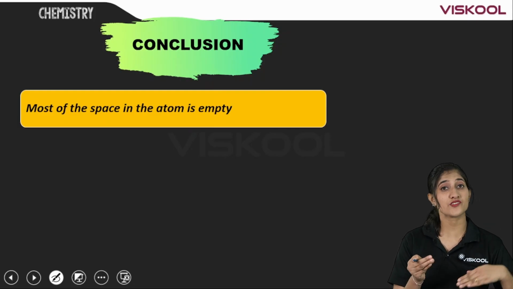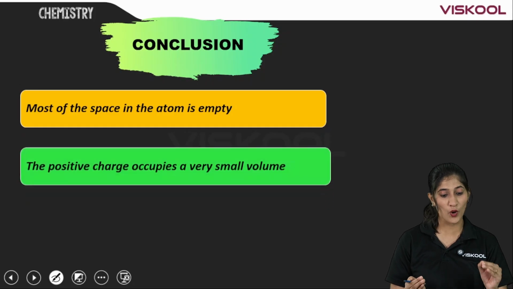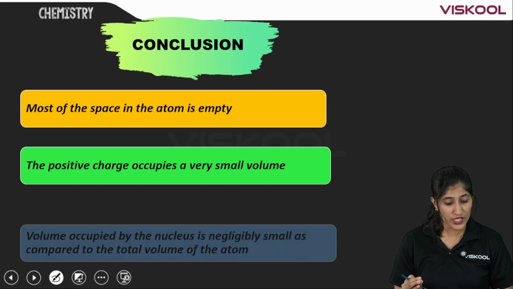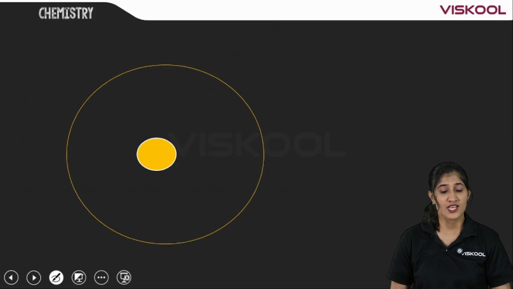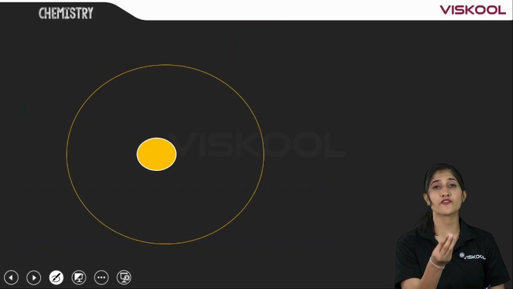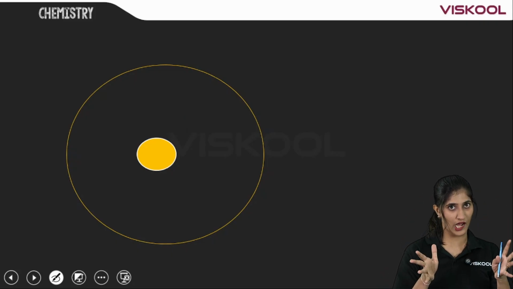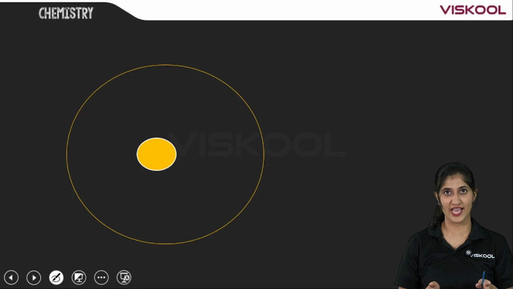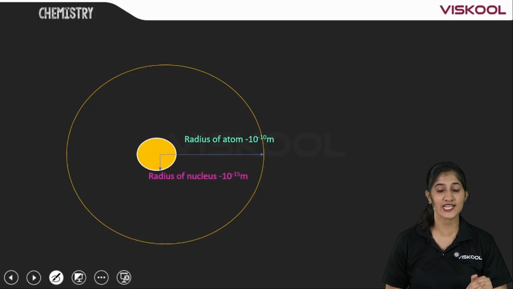Now, very few alpha particles were deflected by small angles, right? So, there is a very dense positive charge in the atom. The positive charge occupies a very small volume because only very few alpha particles were deflected back, right? Now, the volume of the nucleus is negligibly small as compared to the volume of the atom, okay? For example, imagine a big football ground and you are placing a very small football on the center of the ground. The size of the football is very small as compared to the big ground, right? Similarly, the volume of the nucleus, that is positively charged space, is very small as compared to the volume of the atom. So, he proposed that radius of the atom will be 10 raised to minus 10 meter. Then radius of the nucleus will be 10 raised to minus 15 meter.